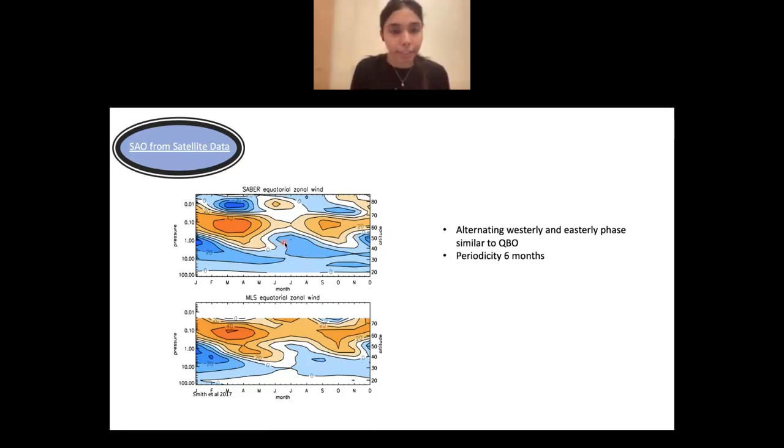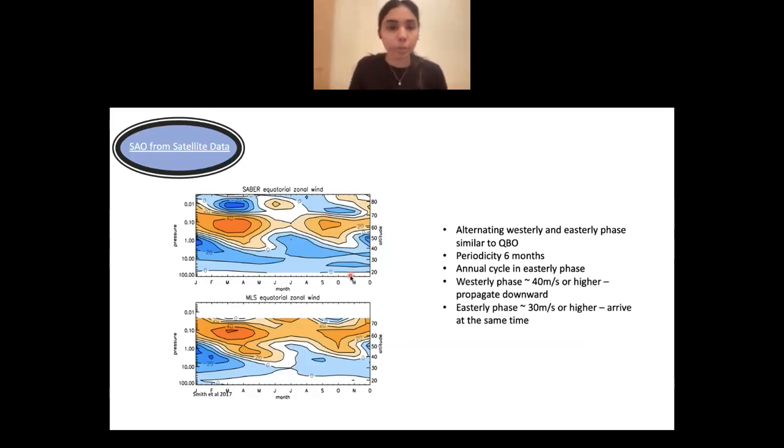And one thing to notice here is that if we look at this first half of the year, which is basically the northern hemisphere winter months, we can see it has a much larger magnitude than the second half of the year. So this suggests that there is an annual cycle within the semi-annual oscillation. So that is another property that we are interested in. And also both westerlies and easterly winds go up to 30 meters per second or higher in magnitude.